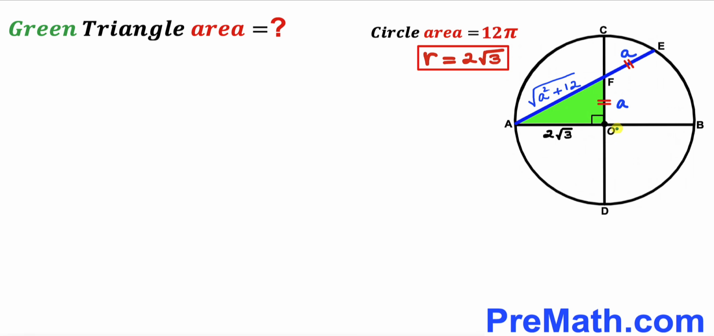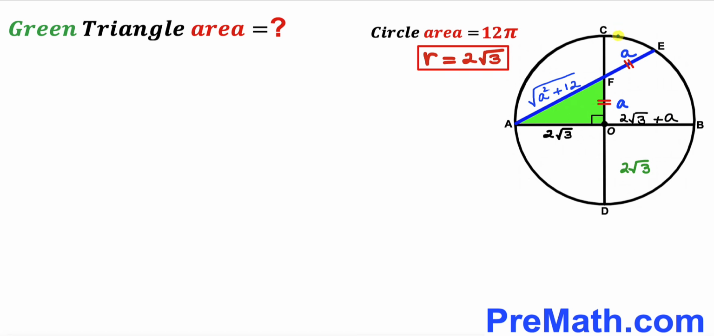Now let's make an observation. We know that this radius OD length is 2√3. So this whole segment DF length has got to be lowercase a plus 2√3. Therefore, we can write that this DF segment length is going to be 2√3 plus lowercase a.